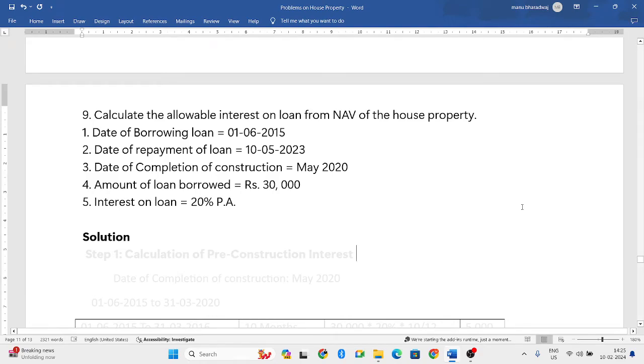In this particular video, we'll solve one more problem related to income from house property, in which we need to calculate the interest on borrowed capital or borrowing cost. You have to find that out. The question is on the screen.